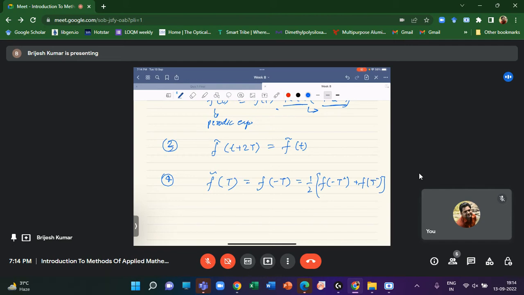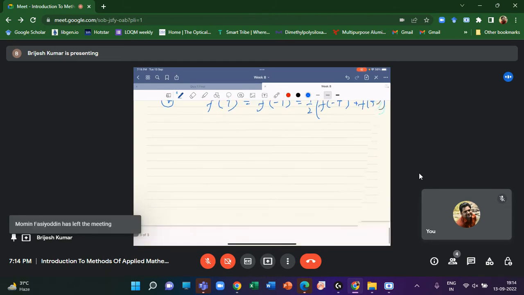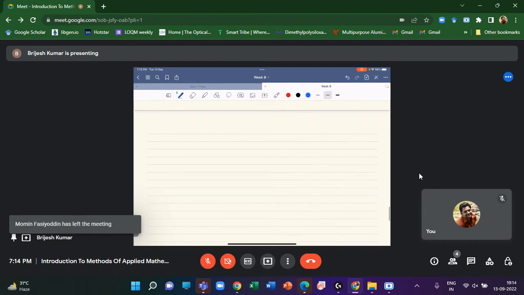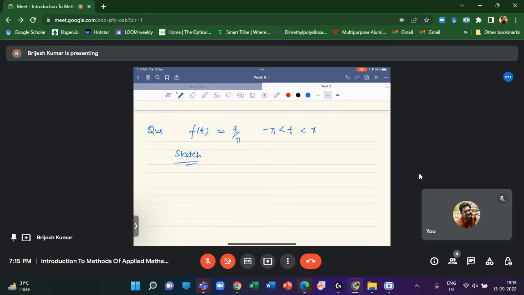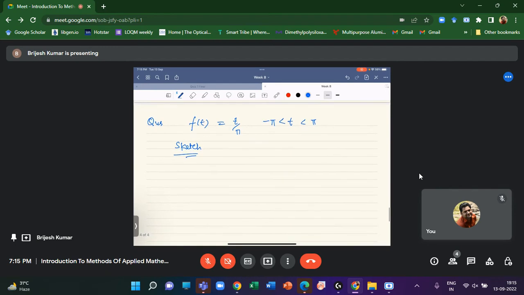For example, we have one question: f of t equal to t upon pi, where t is less than pi and greater than minus pi, then just sketch this function. How will we sketch it, how will we define this function? To sketch it, we have to know what happens beyond minus pi and after pi.